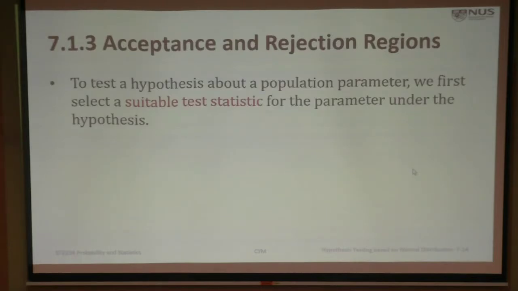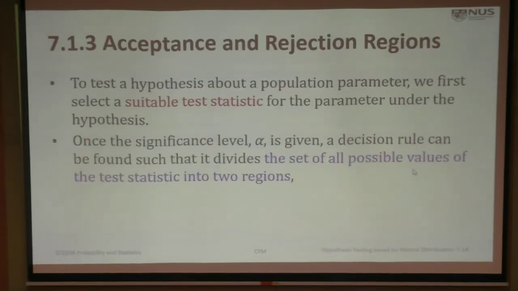Okay, so basically, the test procedure is to set up a suitable test statistic. The one that I just mentioned is something like this, with sigma known, to test the hypothesis concerning mu. And we choose the value such that we have two regions. One is the acceptance region, one is the rejection region.